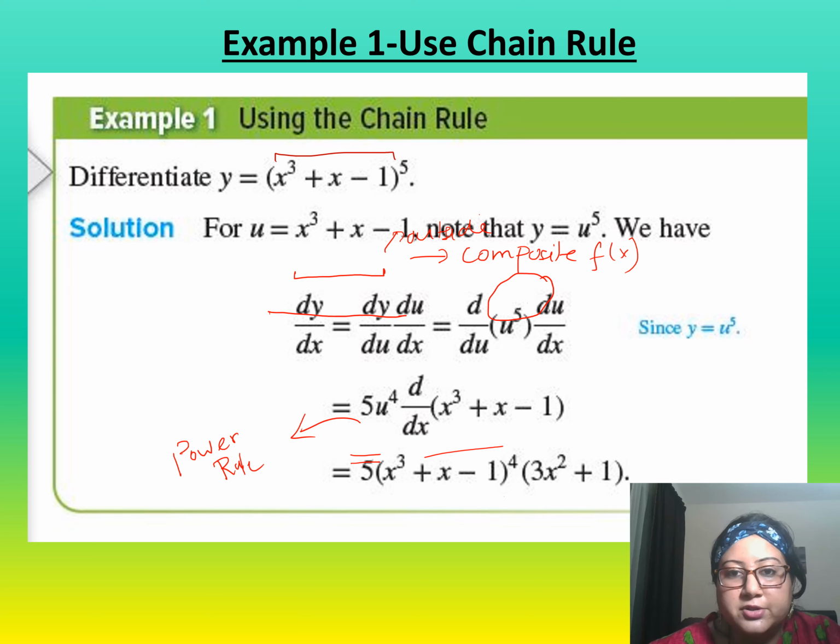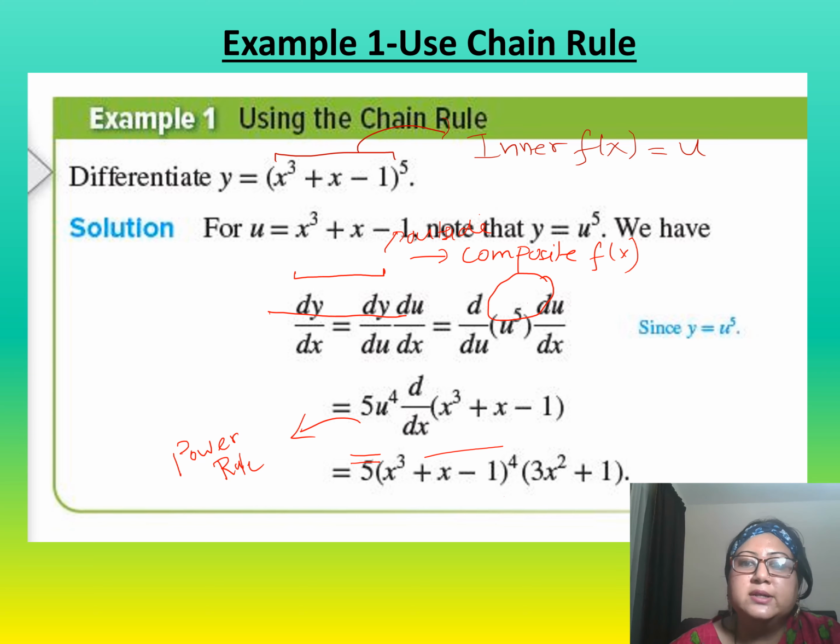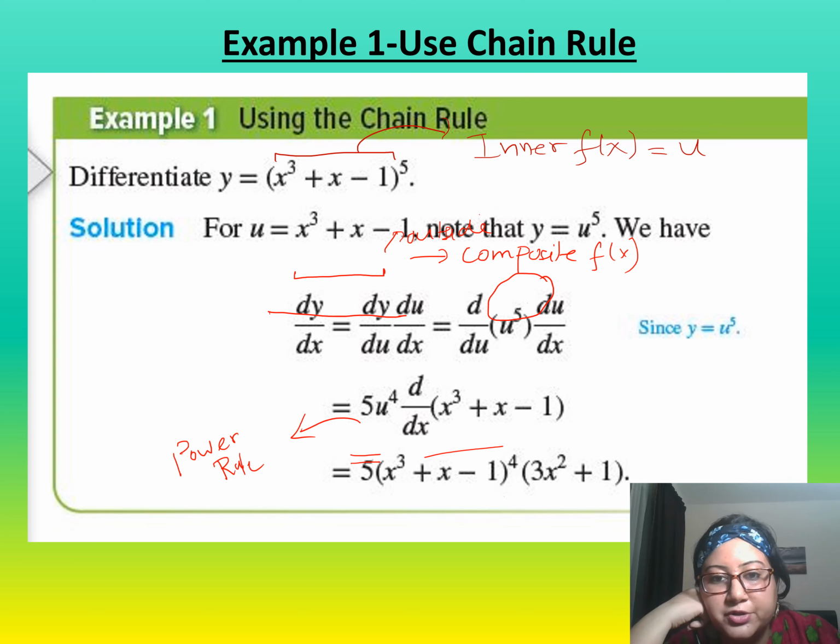So the inner function is the inside function, which is taken as u equal to x cube plus x minus 1, and the outside function is the function to the power 5. So we have taken it as y equal to u to the power 5. Very clearly you can see it's a composite function. So let's use the chain rule and find its derivative.